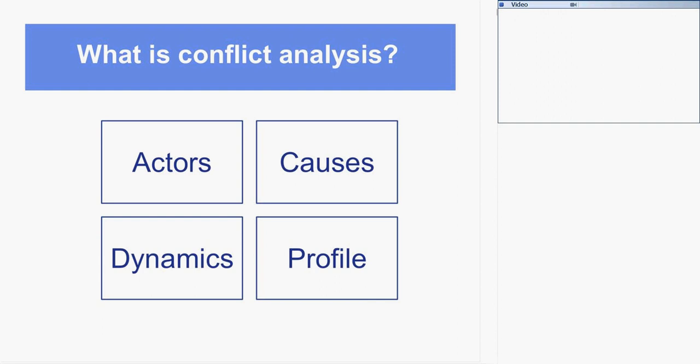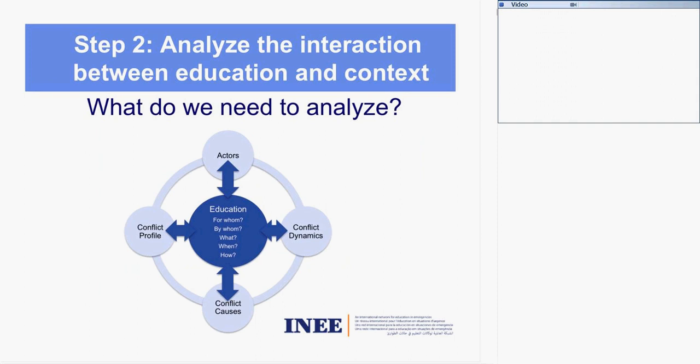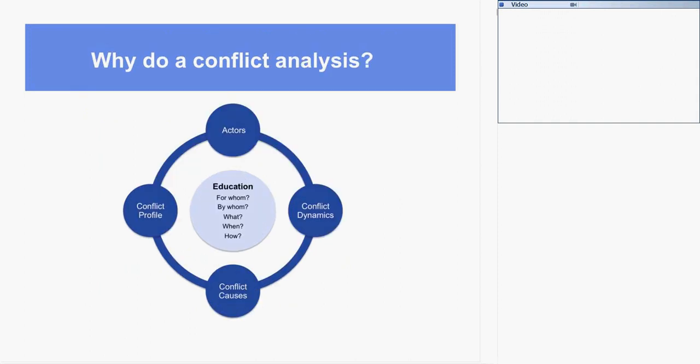Let's move on to the next slide about conflict analysis, which is the first step of conflict-sensitive education. The conflict analysis provides critical information about the context in which we work. It informs decisions on program content and process to ensure that we minimize our contribution to conflict. It can be helpful because it provides a shared understanding of the conflict context across actors, whether education, peacebuilding, or other.